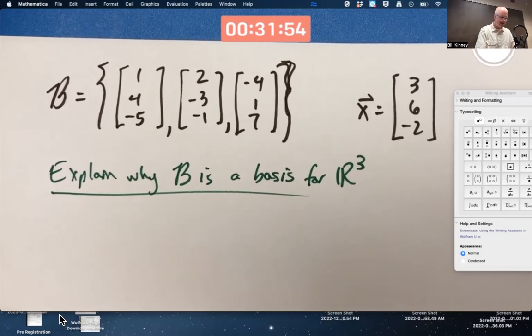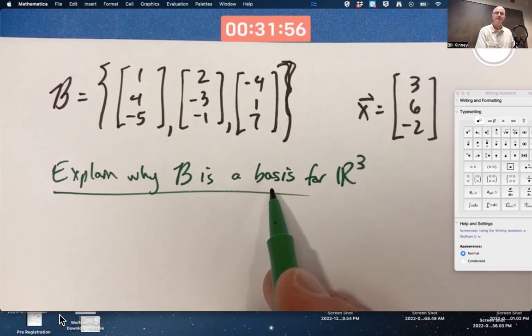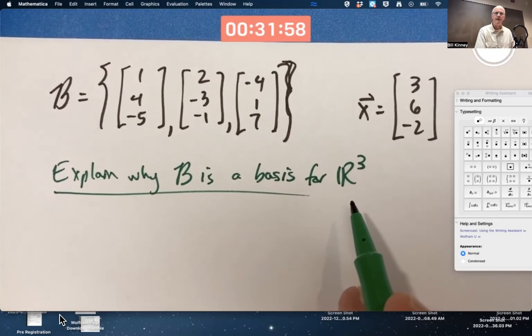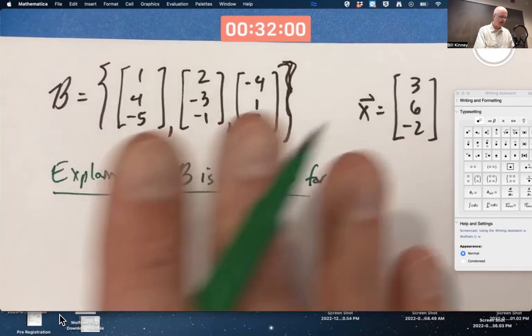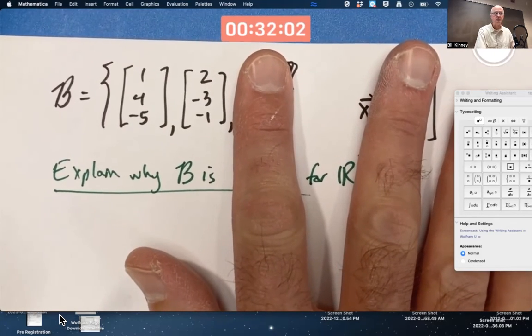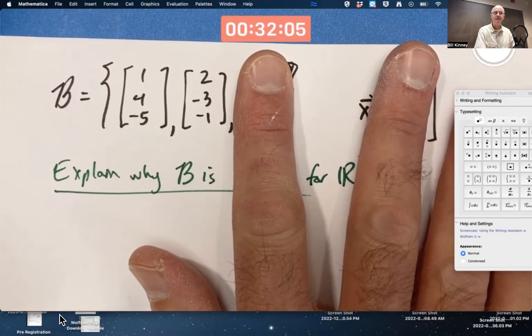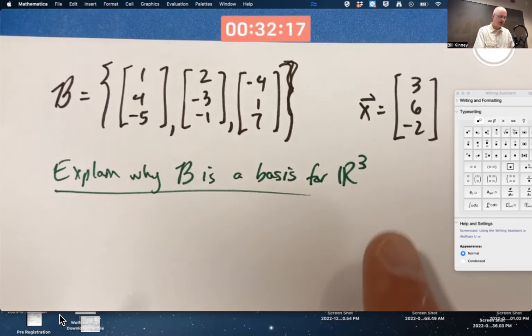So you always need to say, when you're saying something's a basis, what is it a basis for? In this case, all of R3, or again, if I was just looking at 2 of these, it would be a basis for a certain plane. Planes through the origin are subspaces. They are vector spaces in their own right. They are closed under addition and scalar multiplication. But I am talking about R3 here.